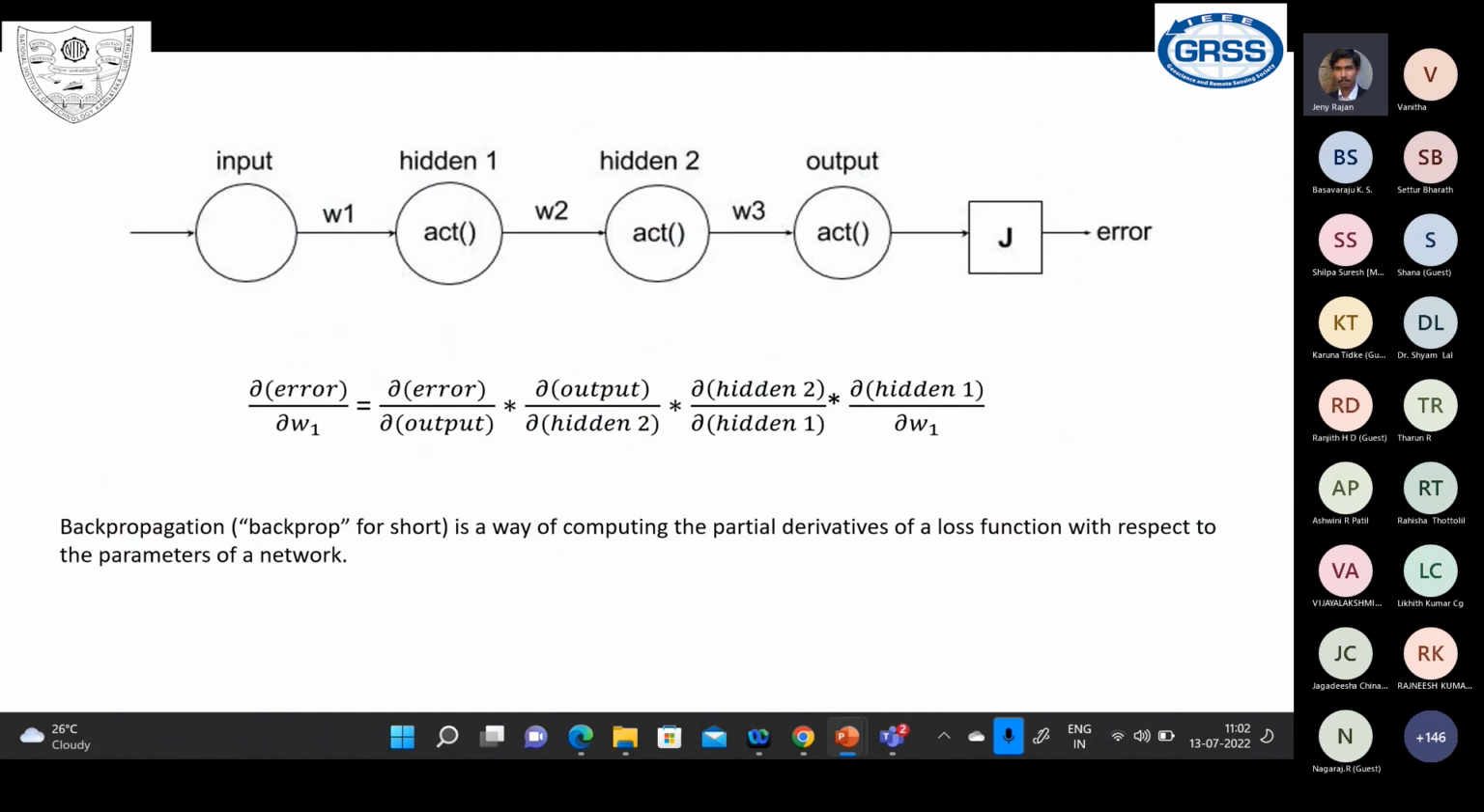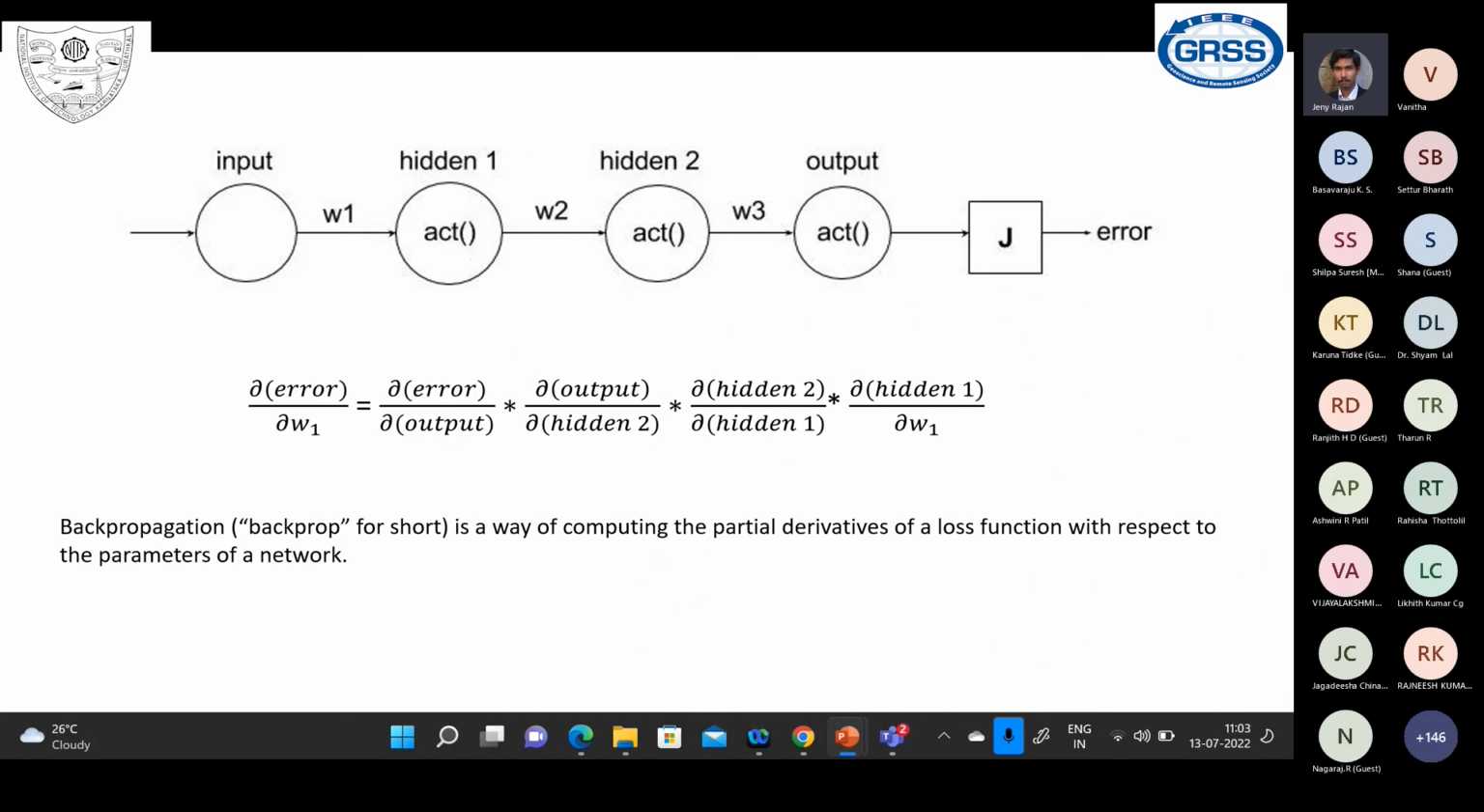What you can do here is, again, use the derivative chain rule to solve this problem. Here you can see a neural network with two hidden layers and one output layer. We have some input, and this input is connected to this neuron. W1 is the weight associated with it. This hidden one is this neuron, this is connected to this one, and this is connected to this one.